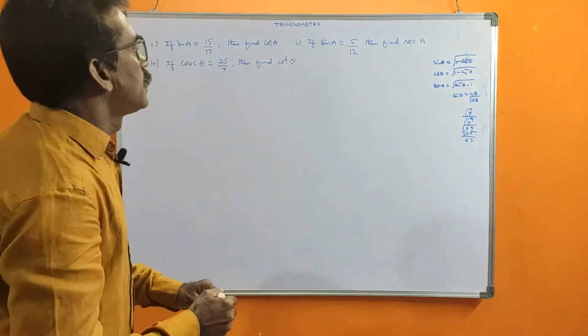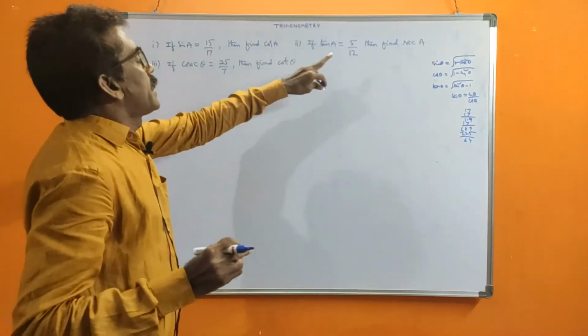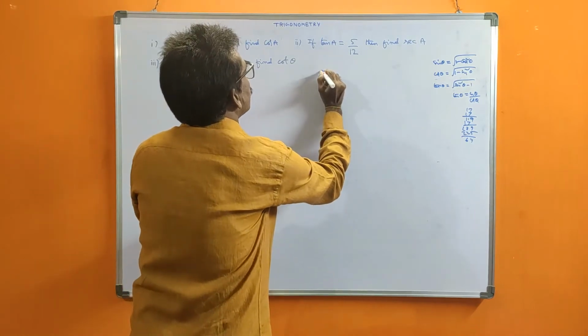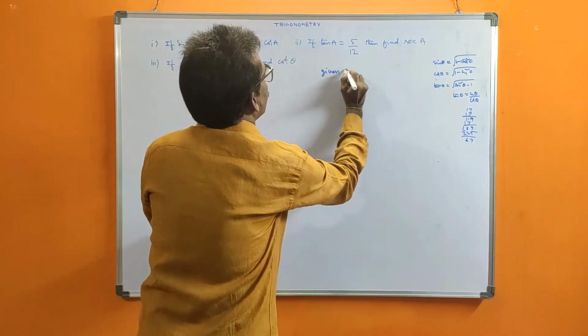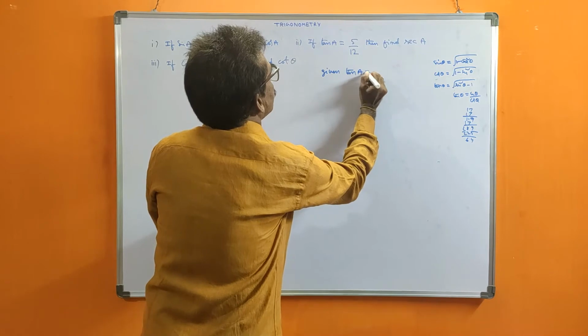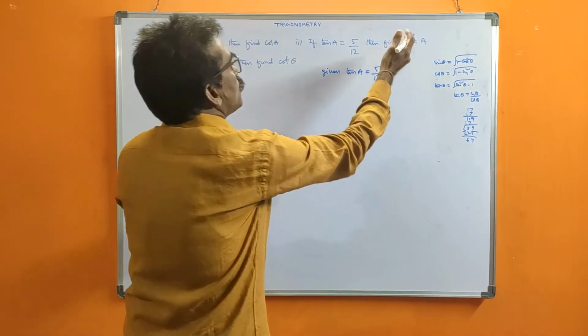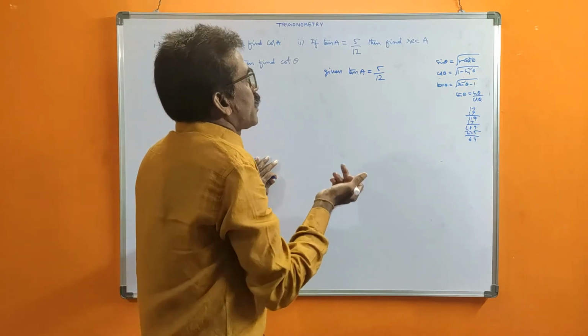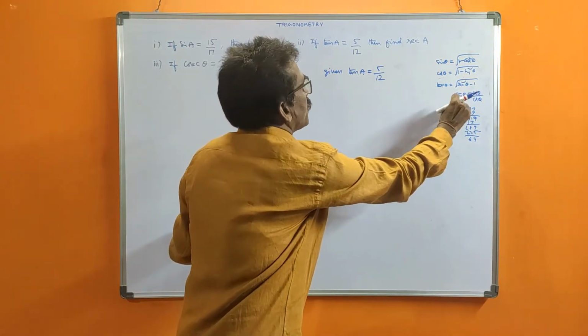Next one, if tan A is equal to 5 by 12, then find secant A. Now, given tan A is equal to 5 by 12. So secant A is asked. First, what can you do? Tan A given means we can find secant A only.